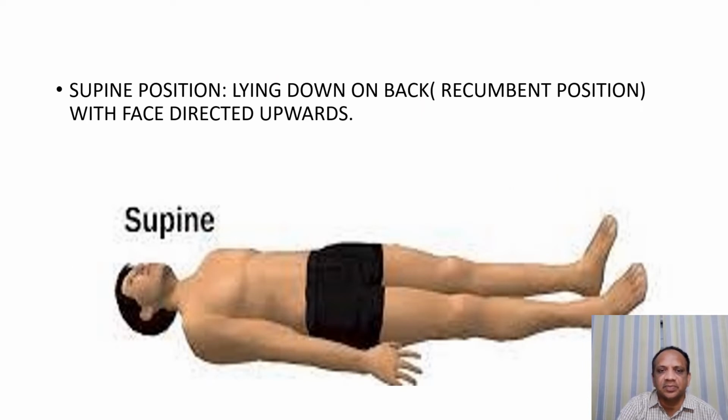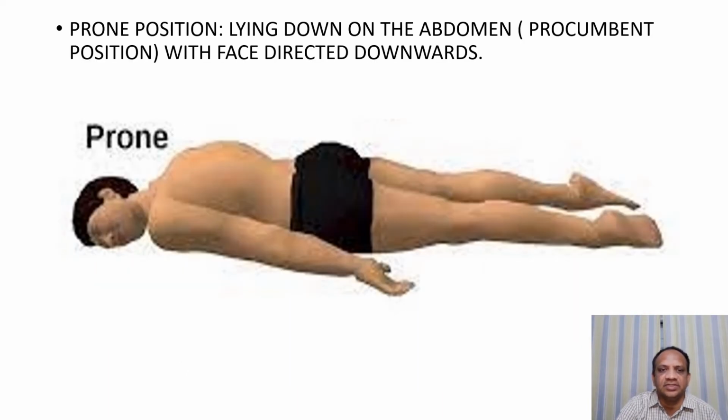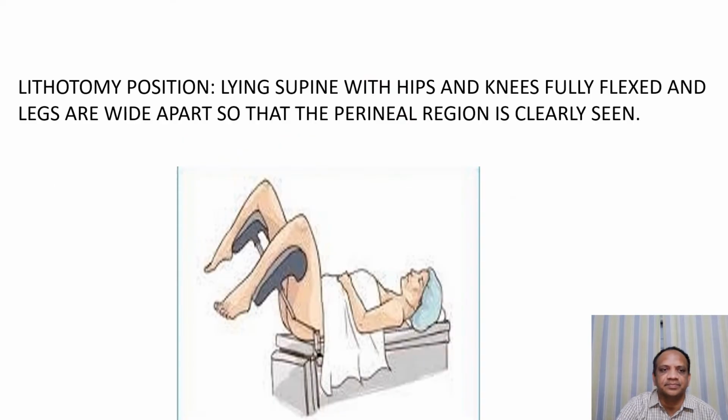This is the supine position, that is lying down on the back, and that is also called recumbent position, with the face directed upwards, hands on the sides. Prone position is lying down on the abdomen with the face directed downwards. This is also called procumbent position.